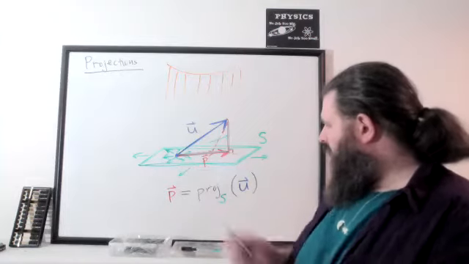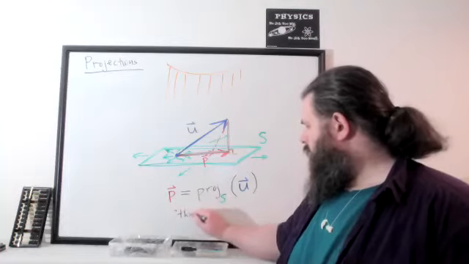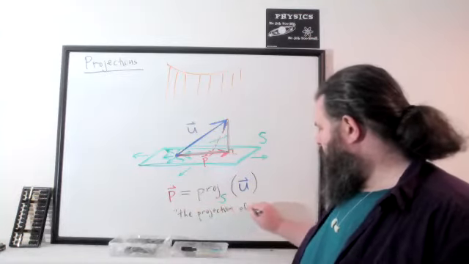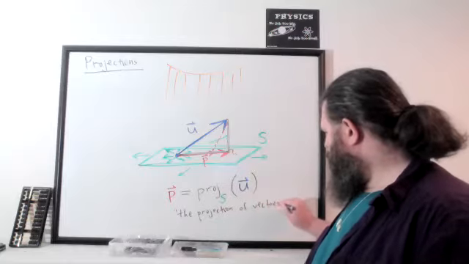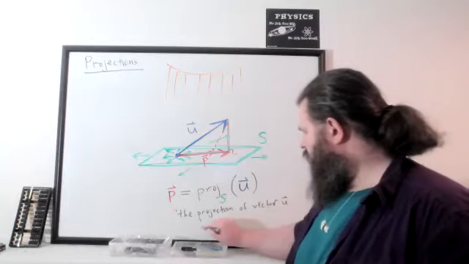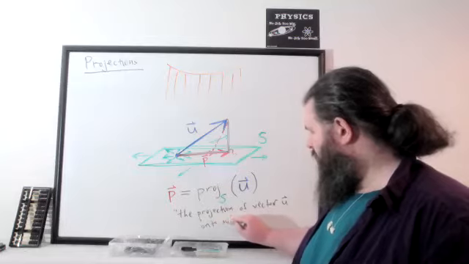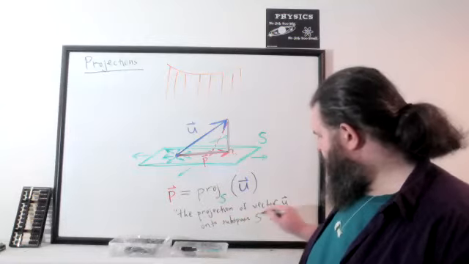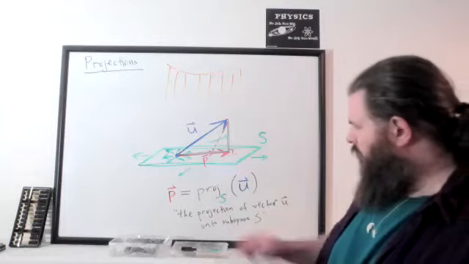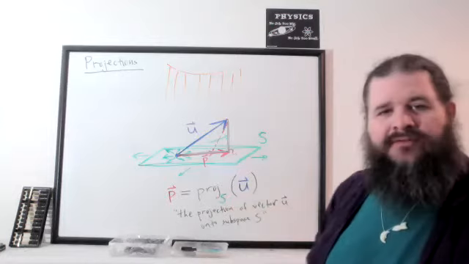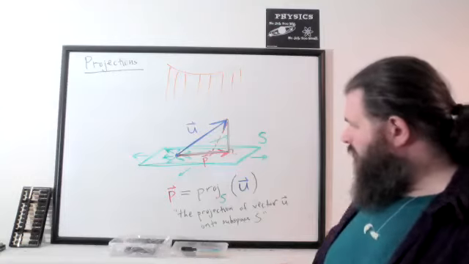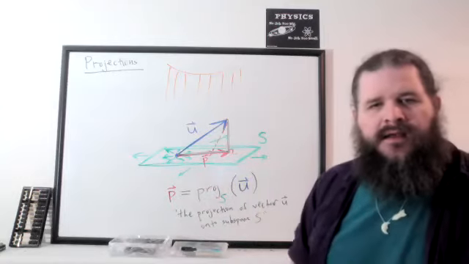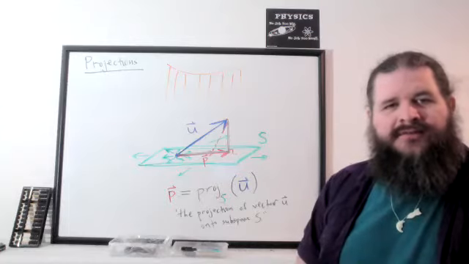And we would read this as the projection of vector u onto subspace S. So projection onto subspace S is the function. Vector u is the input, and vector p, the result, is the output. Any questions on that notation so far?